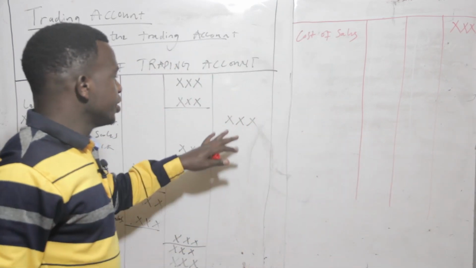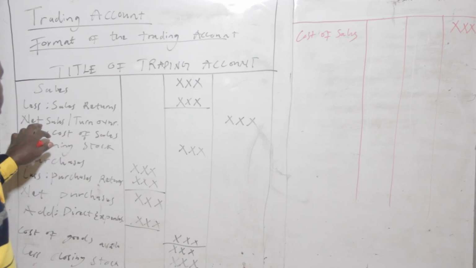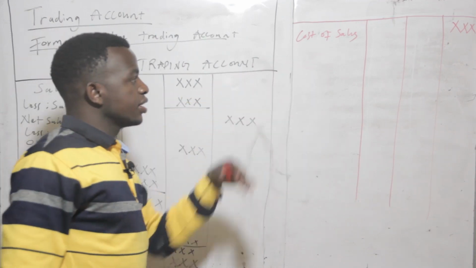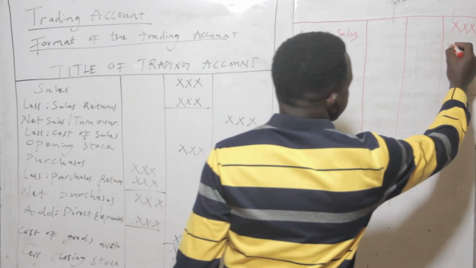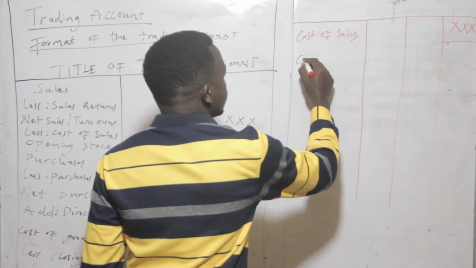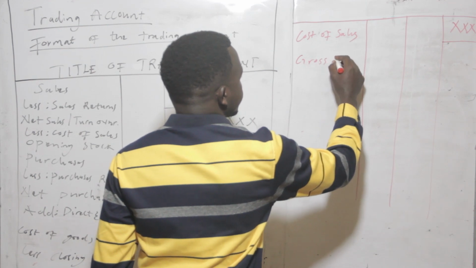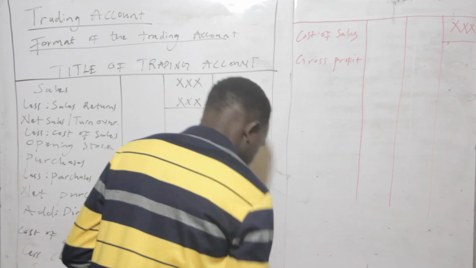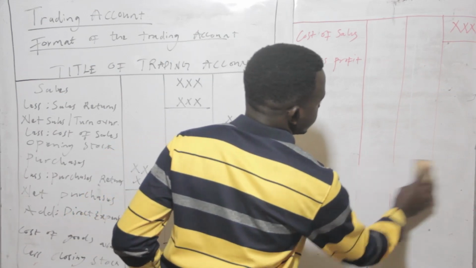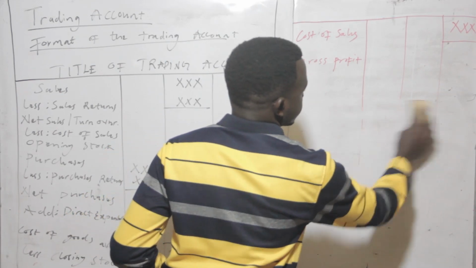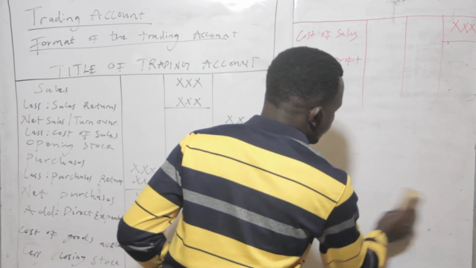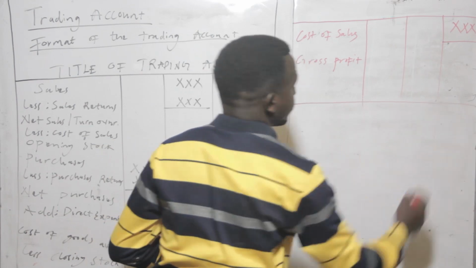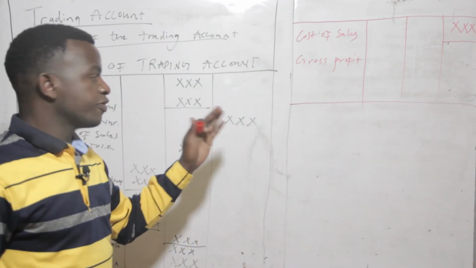And that means that we need to find the difference between net sales and cost of sales. And the answer that we're going to get is gross profit. So this is going to be the formatting of the trading account. And for you to understand this formatting, the only thing that you're supposed to do is to understand the formulas.